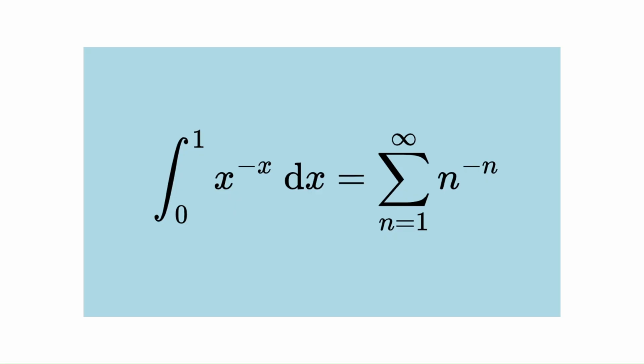Thus, we just proved the main identity that receives the name of the Sophomore's dream. There is another version that has exponent x instead of negative x in the integral, but we will see that in another video.